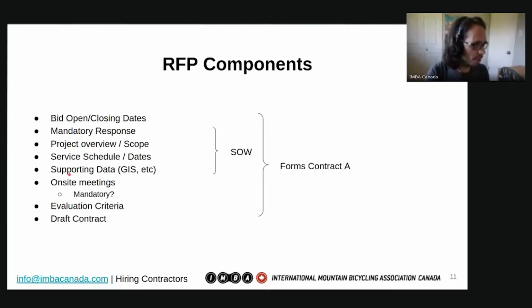Some other things to include, and we'll talk about those, any on-site meetings that happen and whether those on-site meetings are mandatory. The evaluation criteria, so this is a description of how you're going to treat that firm. And a draft contract, you can include that to find out from them, is there any information, is there anything in here that you disagree with?